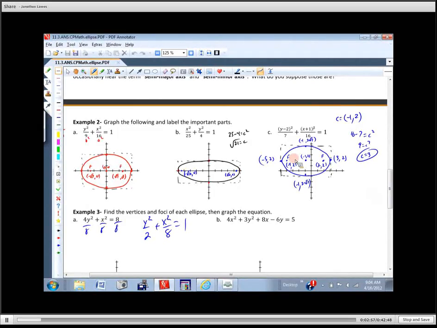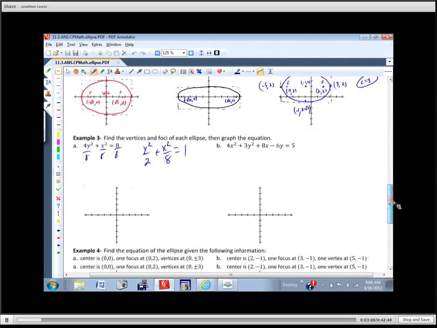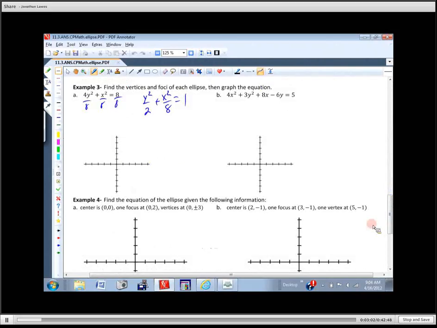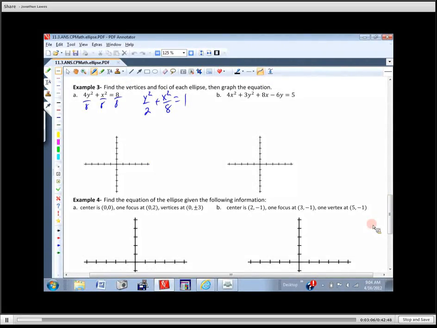Okay, let's do the last couple problems on the notes. Then we'll take a look at a few in the assignment, and then I'll give you the rest of the time to work. Okay. So we looked at example number 3, and it said find the vertices, foci of each ellipse, then graph the equation. So here's what we did.